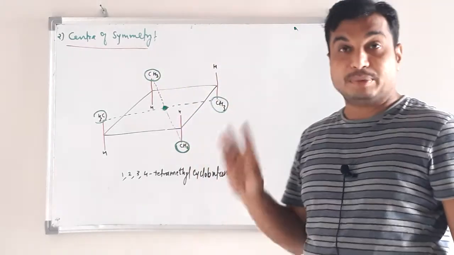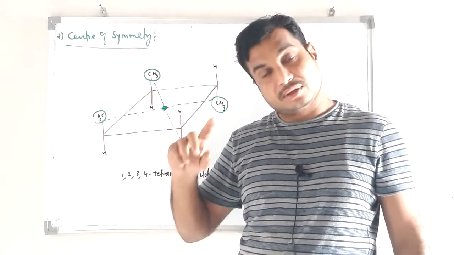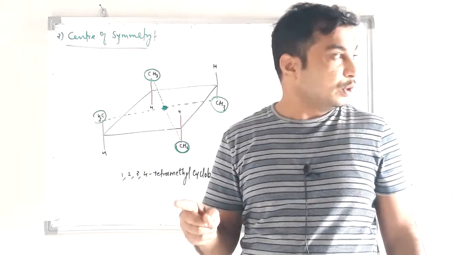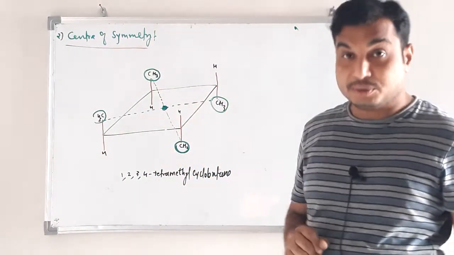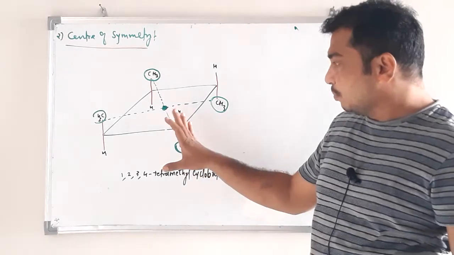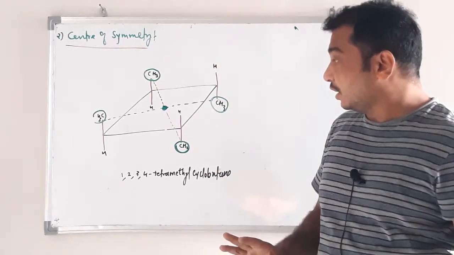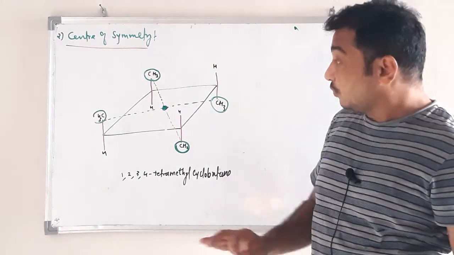So first one, plane of symmetry. If a plane of symmetry is present in the molecule, then the molecule is said to be optically inactive. If a center of symmetry is there, then also optically inactive. So this is a simple example to study center of symmetry. Getting my point? What do we have to do?